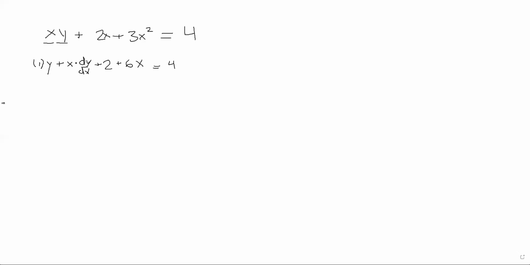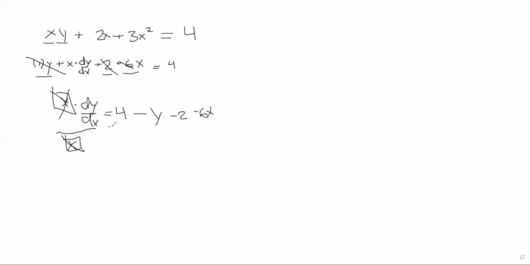So let's go ahead and solve for dy dx. So I want to move this and this and this to the other side. Going to subtract all three of these on both sides. So we get x times the derivative of y with respect to x equals 4 minus y minus 2 minus 6x. So that means all we have to do now is divide everything by x. So this x goes away, this x on top goes away, and we have our derivative.